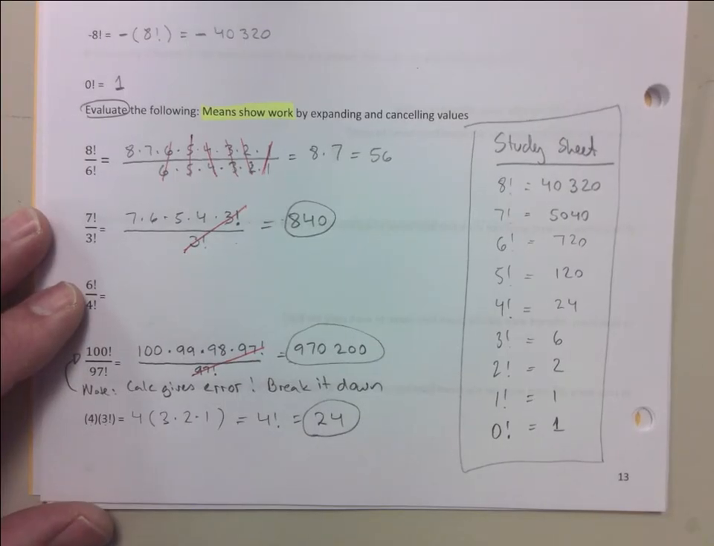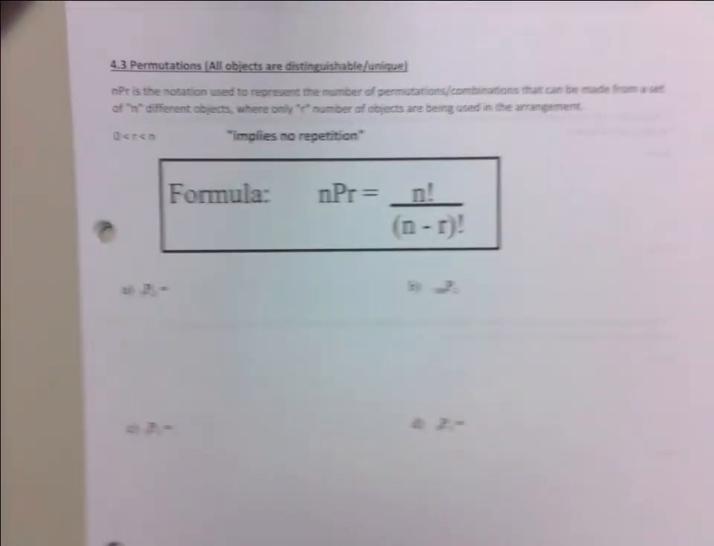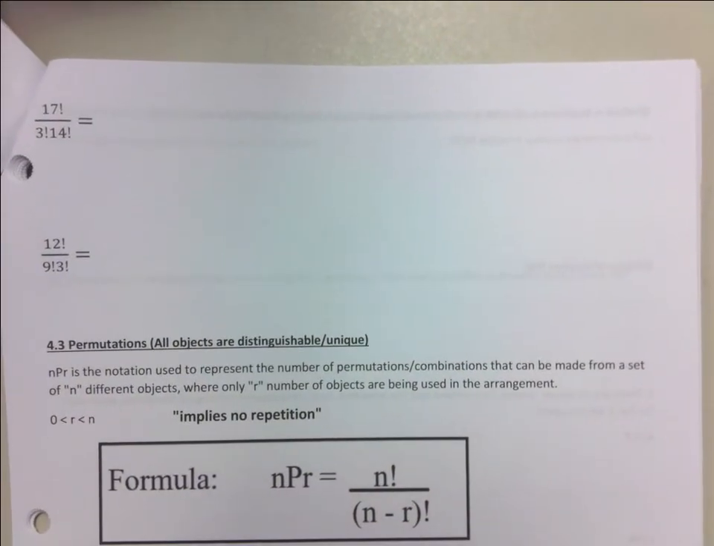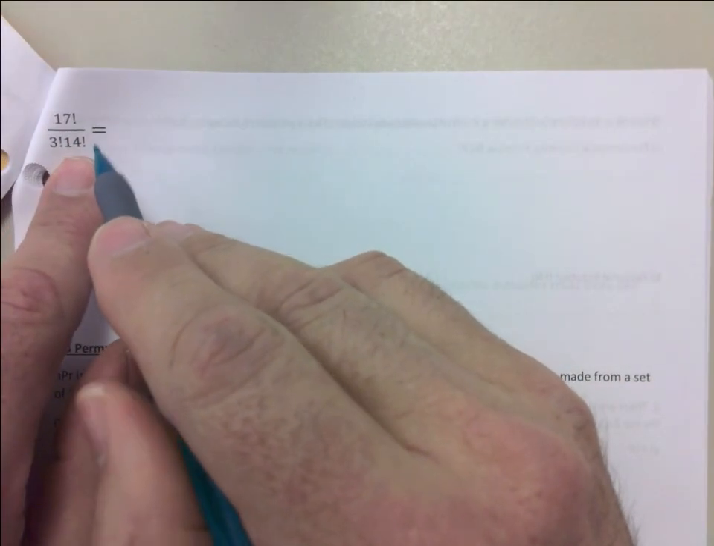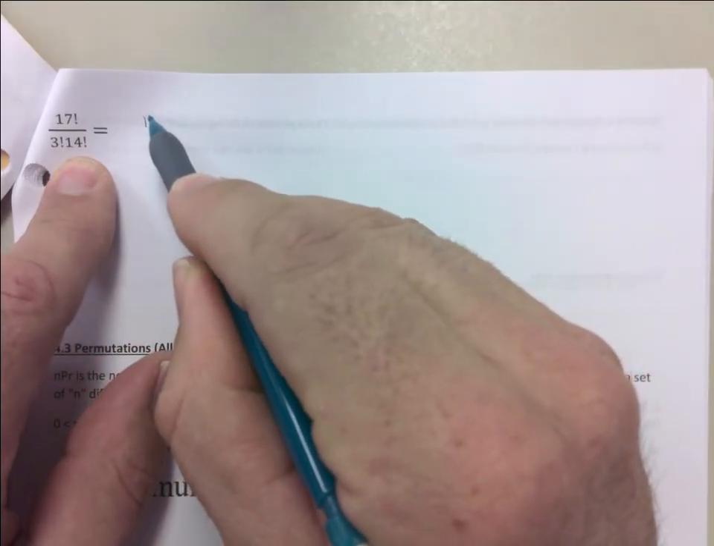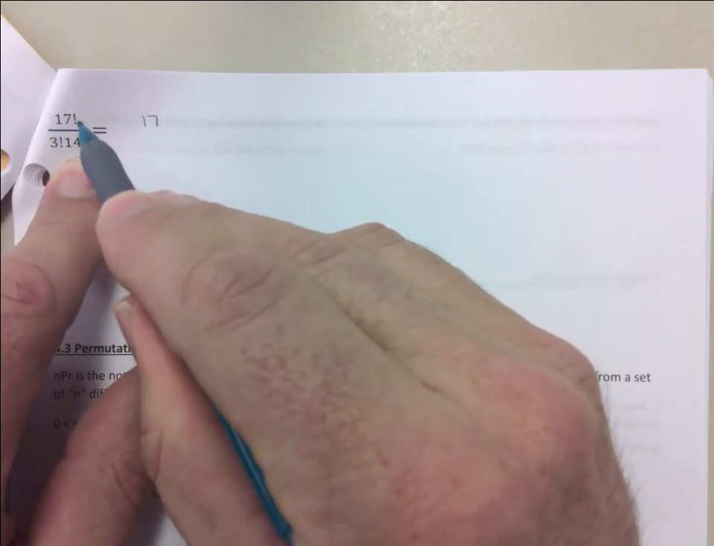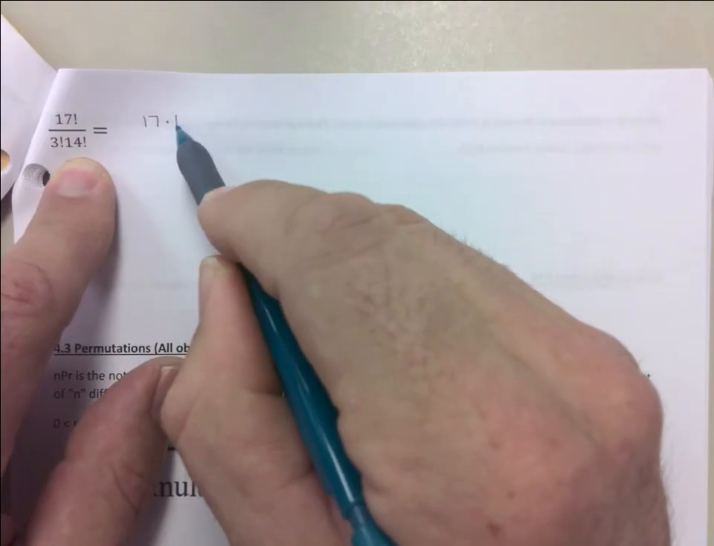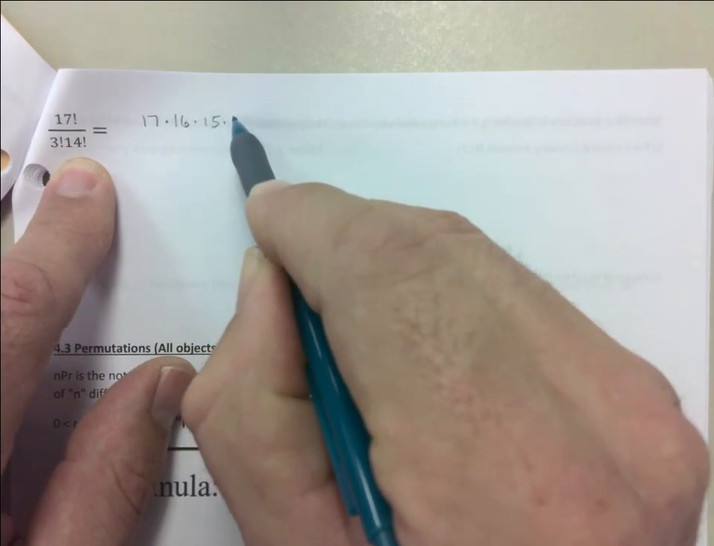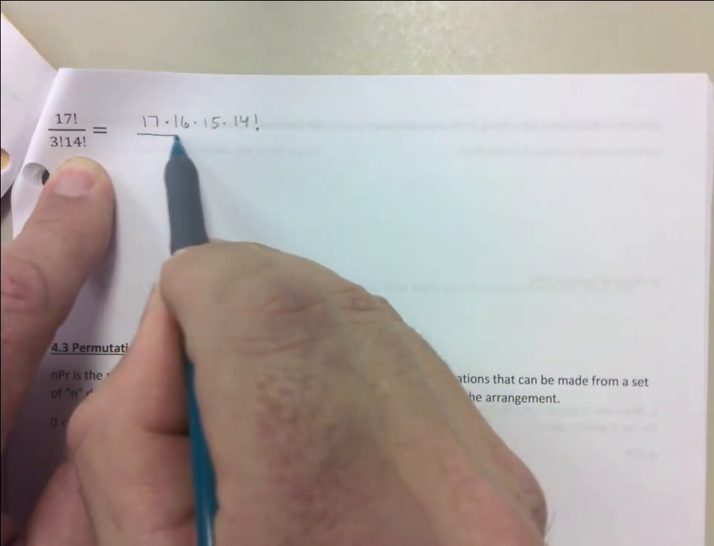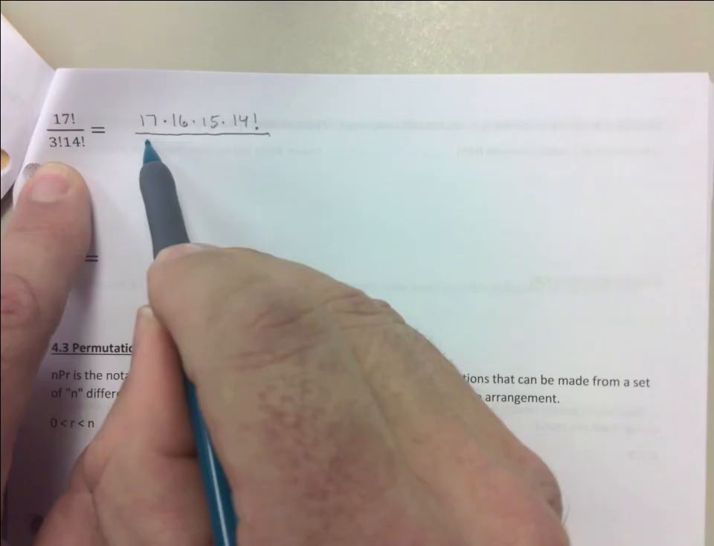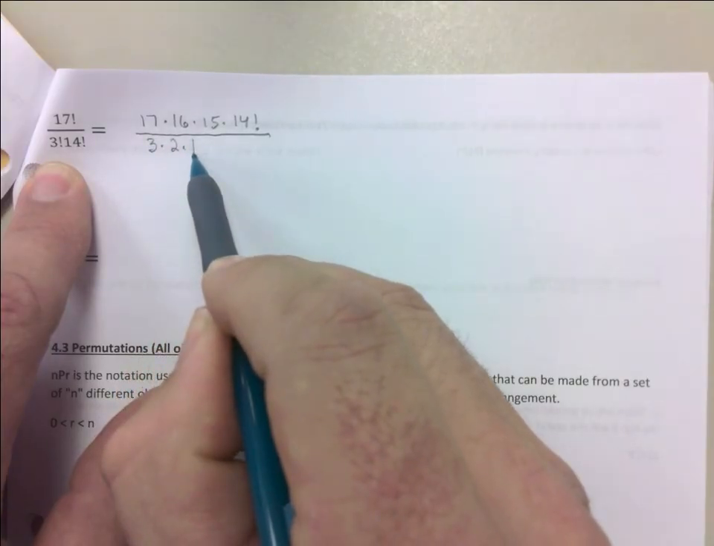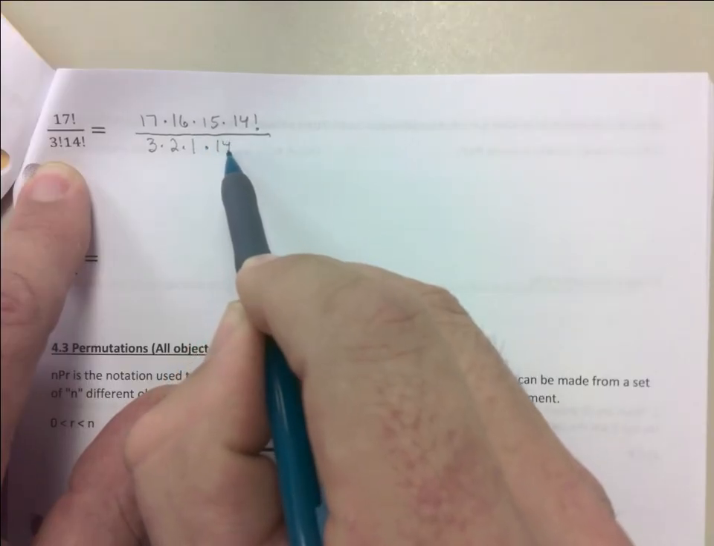Let's go to 14. What about this one? Lots of stuff going on, right? I will do this. I always start to break down the largest one first, okay guys? So 17, 16, 15, 14, and then I stop because I see a 14 factorial down in the denominator. What about the 3 factorial? I'm going to write it out. 3 times 2 times 1 times 14 factorial.